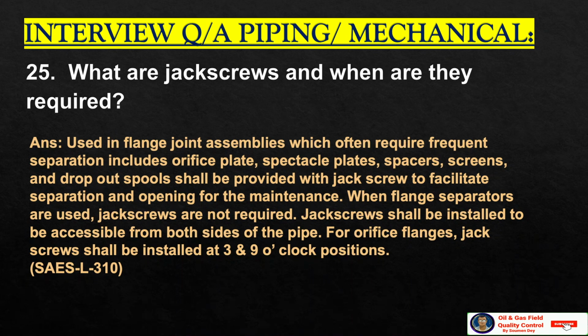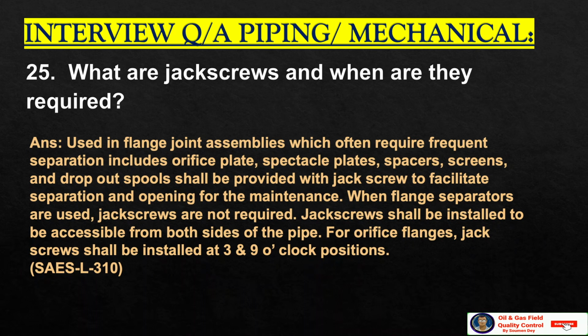What are jack screws and when are they required? Jack screws are used in flange joint assemblies which often require frequent separation, including orifice plates, spectacle plates, spacers, screens and dropout spools. They shall be provided with jack screws to facilitate separation and opening for maintenance. When flange separators are used, jack screws are not required.